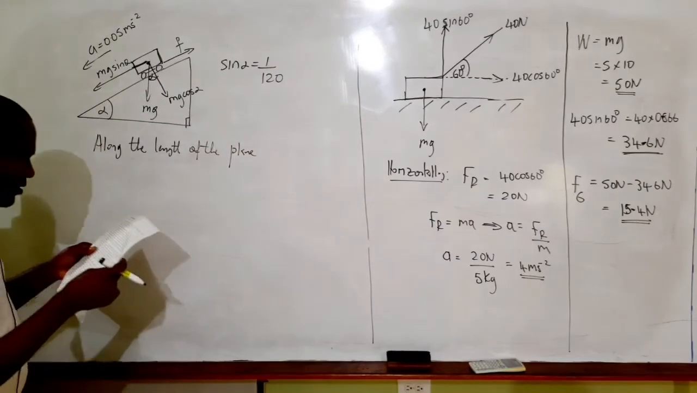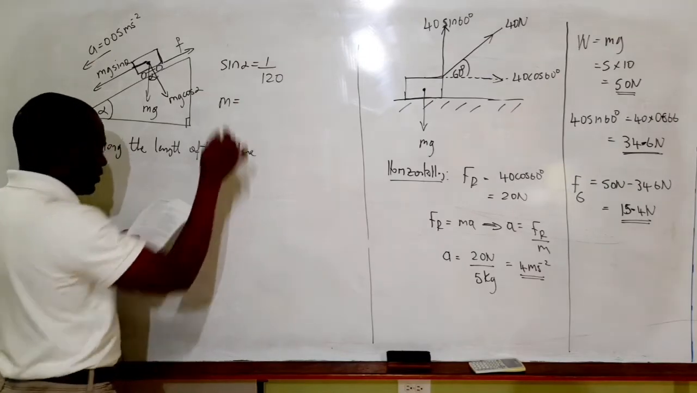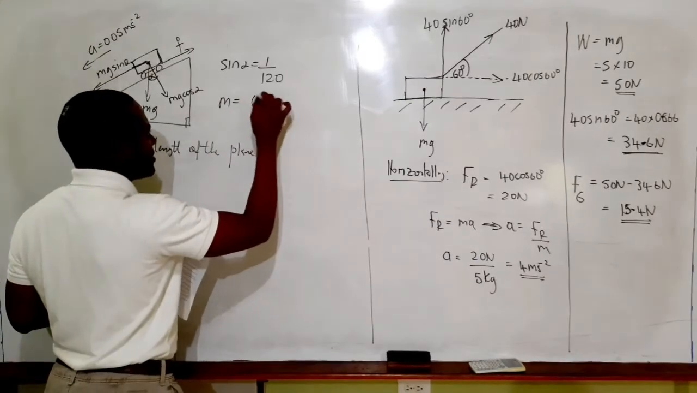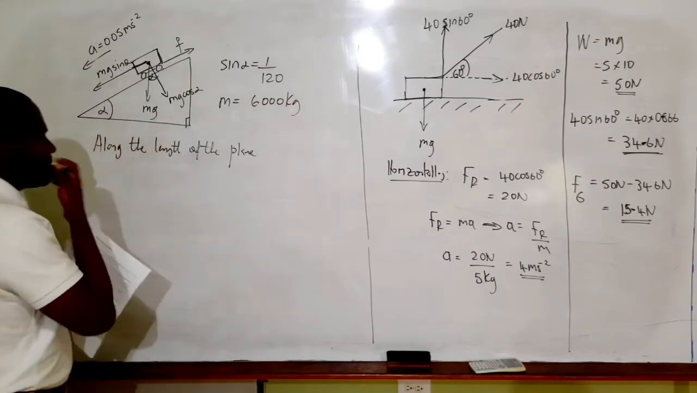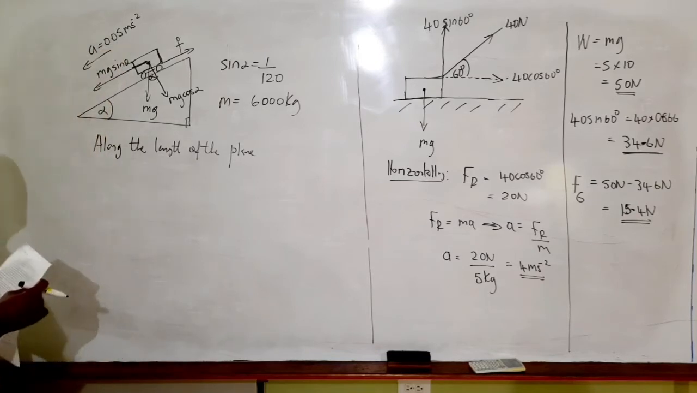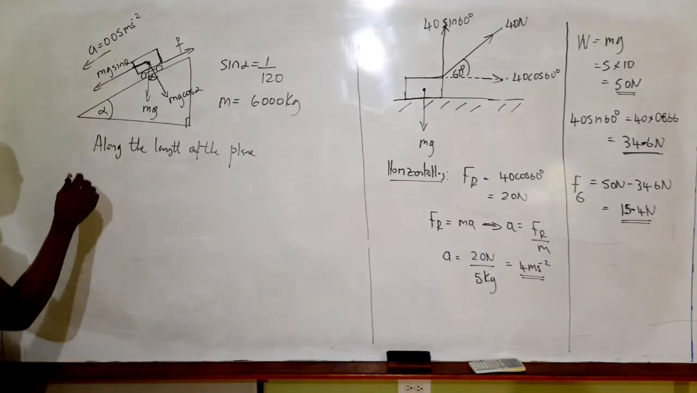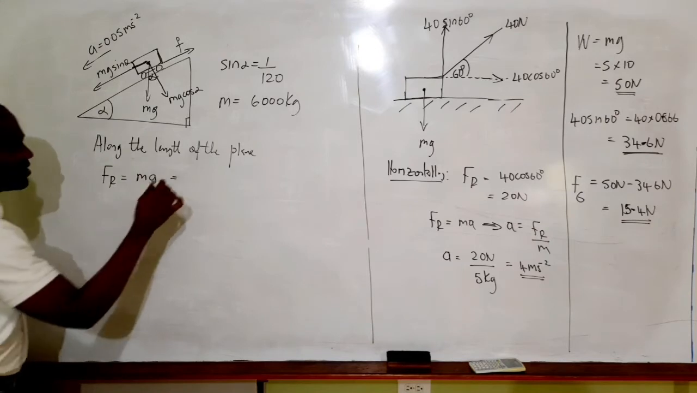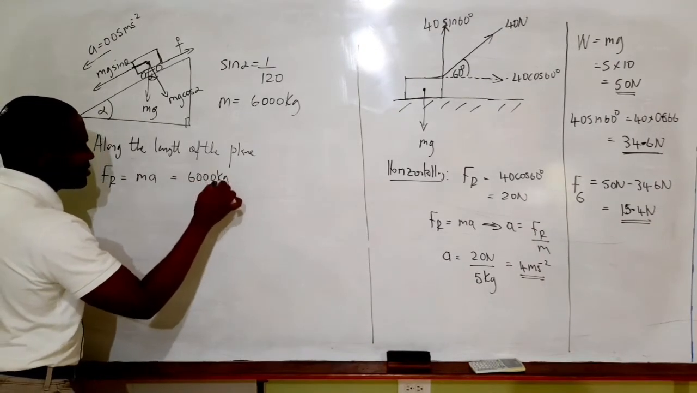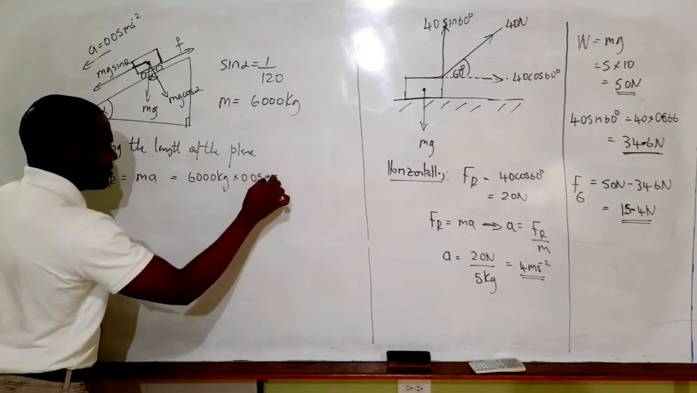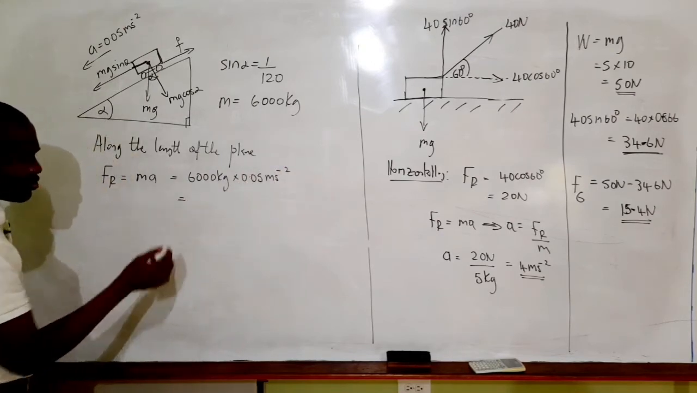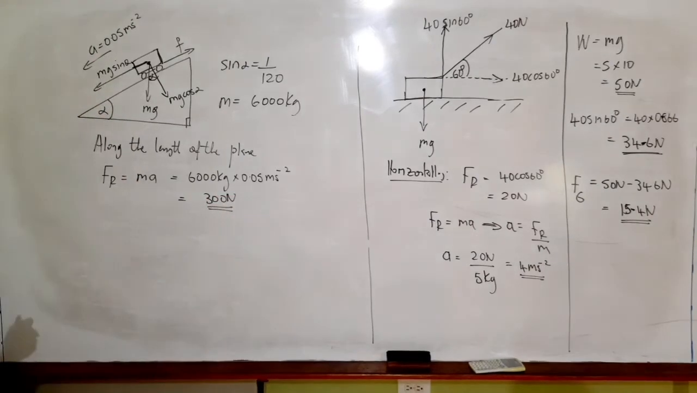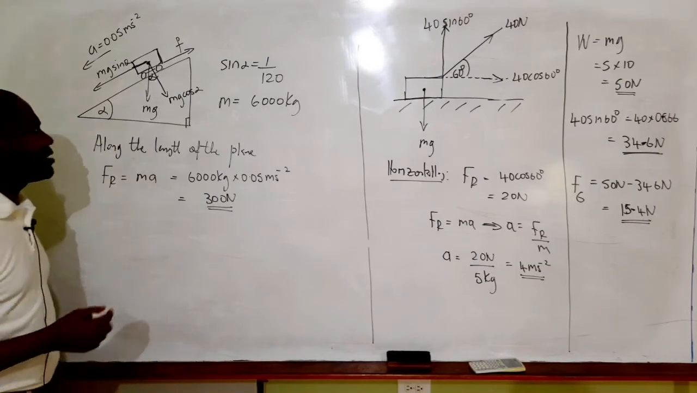So the mass of the truck, of course, we're given, M is equal to 6 tons, which of course is equal to 6,000 kilograms. We're given the acceleration 0.05 meters per second squared. So by Newton's second law, the resultant force Fr is equal to ma. This gives us 6,000 kg times 0.05 meters per second squared, and so this gives us 300 newtons. So the resultant force along the slope, or along the length of the plane, is equal to 300 newtons.